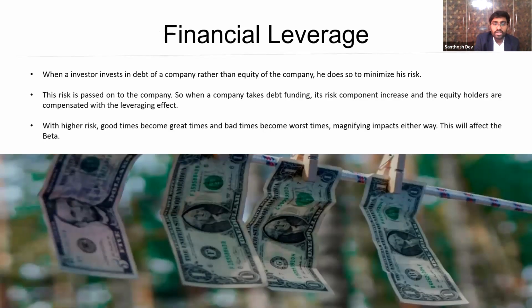Finally, let us quickly run through financial leverage. When an investor wants to invest in a company, he can do it in two ways. One, he can take debt instruments from that company, or he can take equity instruments from that company. If somebody is risk averse and wants to reduce his risk, instead of going for equity, he goes for a debt instrument. Obviously, he's going to get paid a lot less, but that is compensated by the certainty of the return. He's going to definitely be paid the principal as well as the interest.